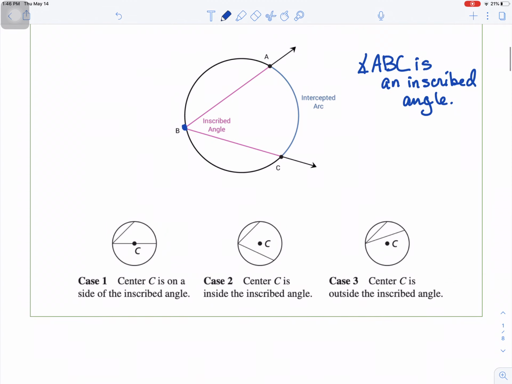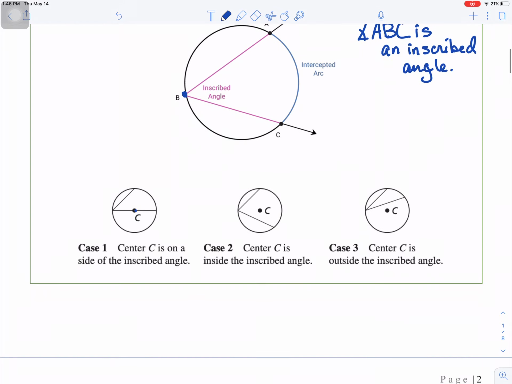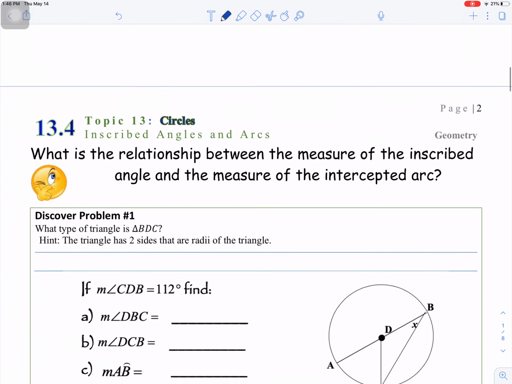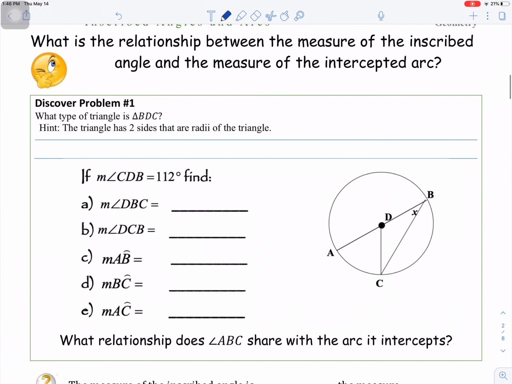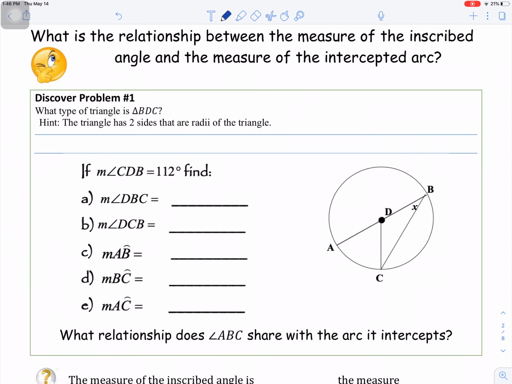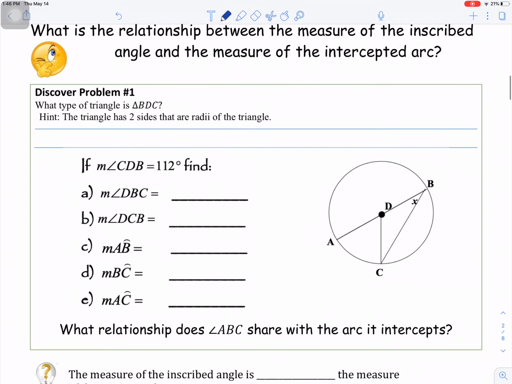And there's some examples here. The center of the circle is on the side of the inscribed angle. It could be inside, outside, or right on. It doesn't matter where the center is for an inscribed angle. Okay, so this first question is leading you to kind of discover the relationship without me just telling you what it is.